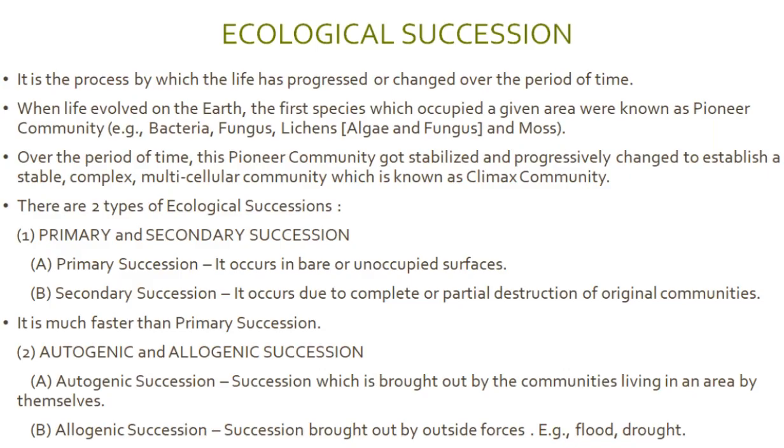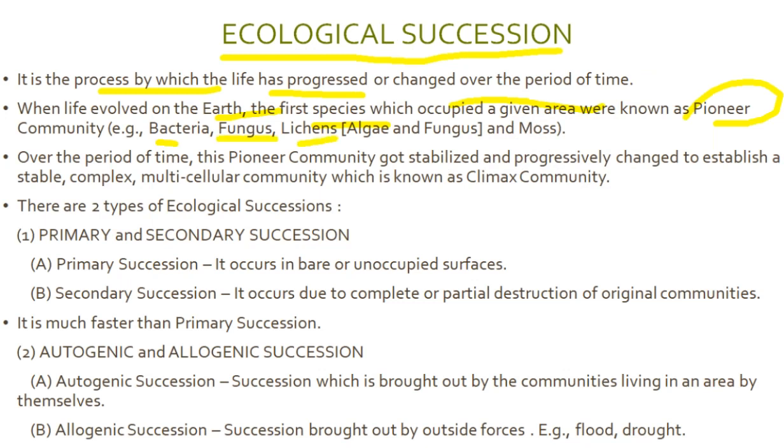Okay guys, so the last function of the ecosystem that we are going to discuss in this video is ecological succession. Ecological succession is the process by which life has progressed or changed over a period of time. When life evolved on Earth, the first species which occupied a given area were known as the pioneer community. This was the community of bacteria, fungus and lichens.